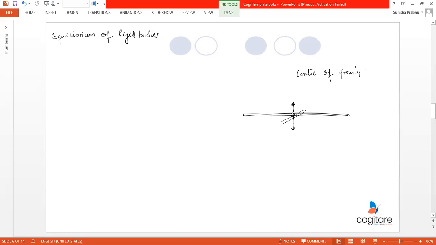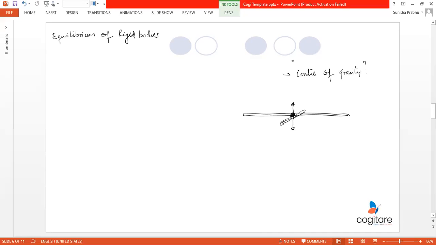So that particular point through which the entire mass of the body is seemingly concentrated is called the center of gravity. Do you understand this, guys? Yes, sir.